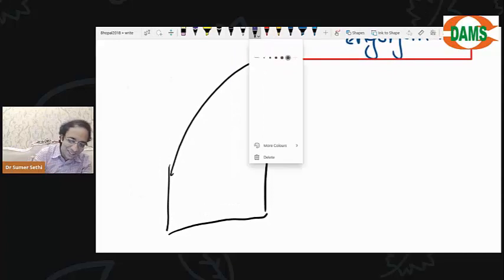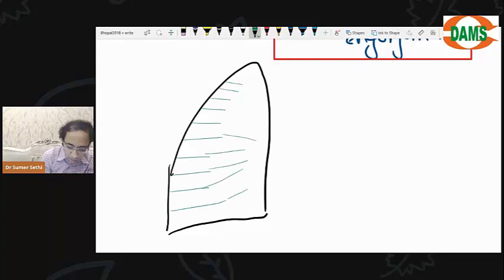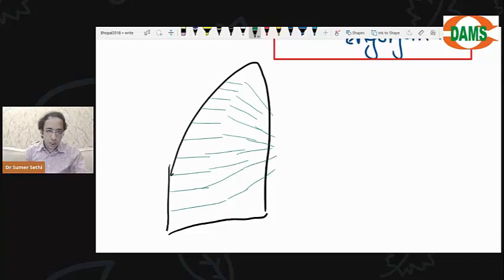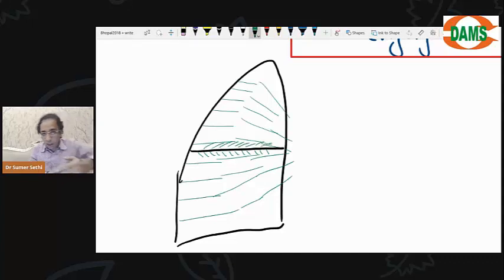If this is your lung, in your lung, these are your lymphatic channels. Lymphatic channels in the lung start at the pleural surface, at the periphery, and they are converging onto the hilum, onto the center. And suppose if this is your horizontal fissure, again at the fissure also, at the pleural surface, you have lymphatics converging towards the hilum. Everybody clear?